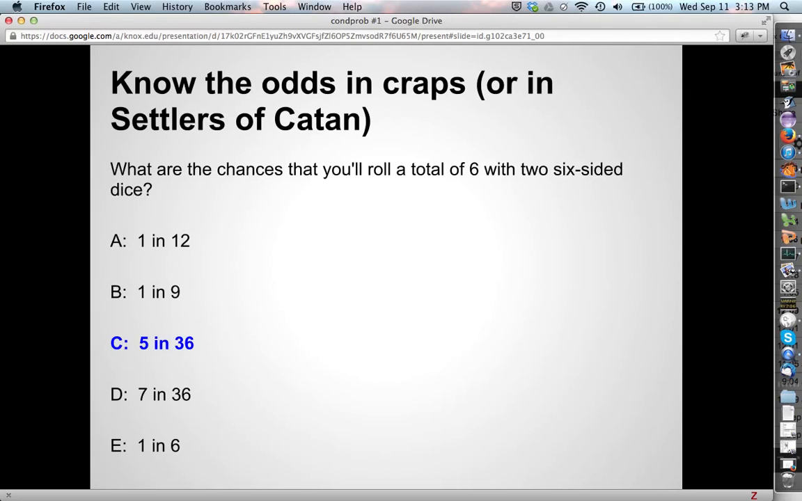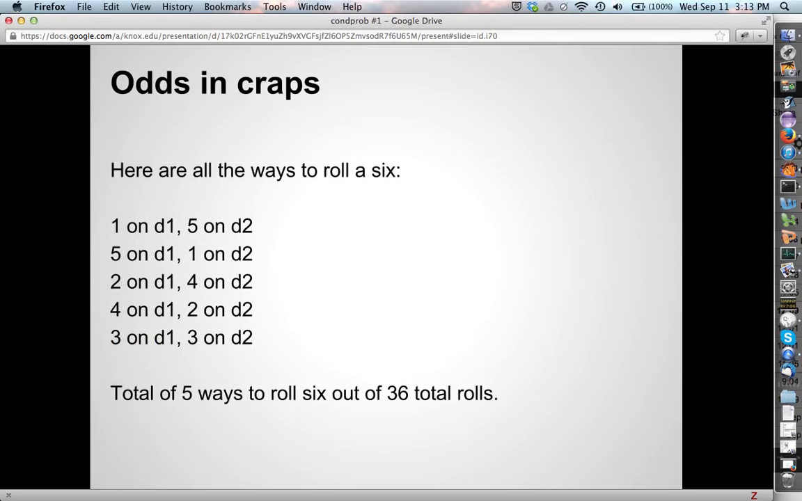And let's go ahead and figure out why. There are 36 total possible dice rolls because there are 6 numbers that could come up on the first die, combined with 6 total possible numbers on the second die. So there are 36 possible combinations. Let's count all the ones that add up to 6. We could roll a 1 on D1 and a 5 on D2. That adds up to 6. Or you could roll a 5 on D1 and a 1 on D2. Or you could roll 2 and 4, 4 and 2, or you could roll 3 and 3. You add all that up, that's 5 possible ways to get a 6 out of 36.